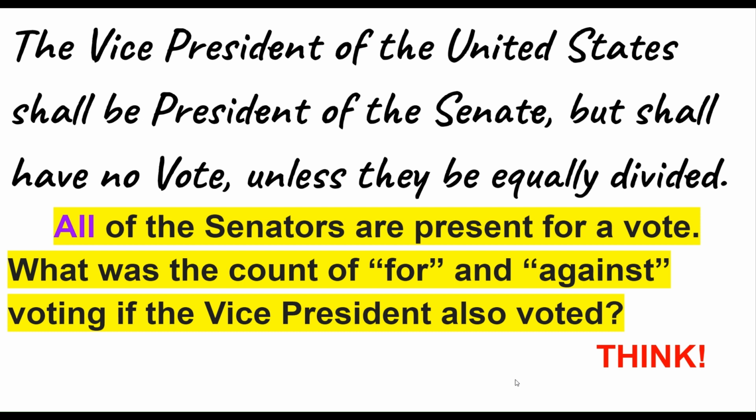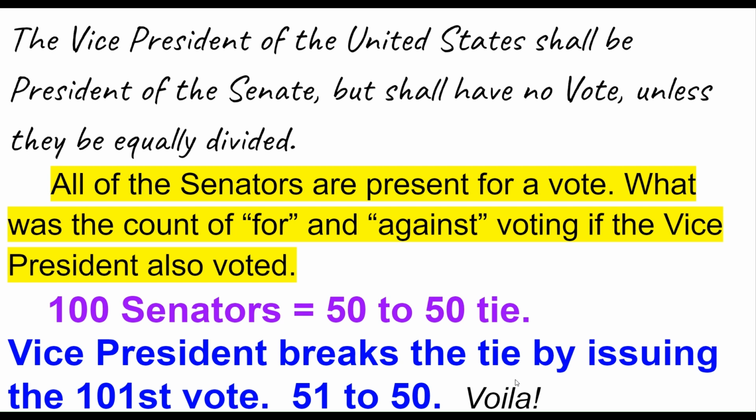Okay? So look down in yellow at the situation. All of the senators are present for a vote. What was the count of for and against voting if the vice president also voted? Now, if all the senators are present for a vote, that's 100 of them. What was the count of the voting? Well, 100 senators equals a 50-50 tie. The vice president breaks the tie by issuing the 101st vote. So the vote was 51-50. Voila.